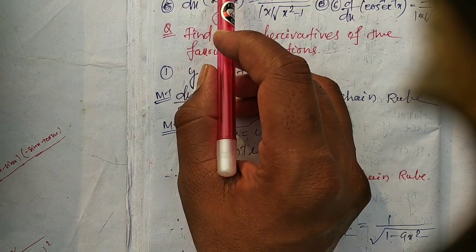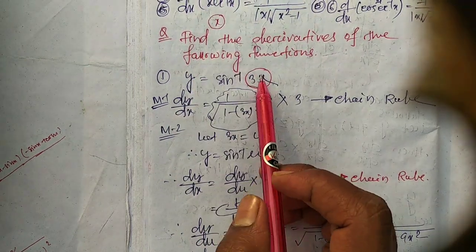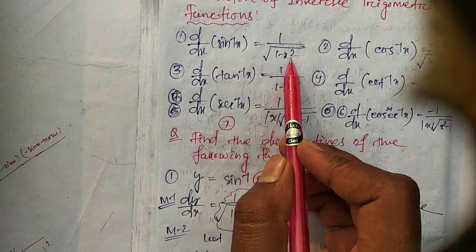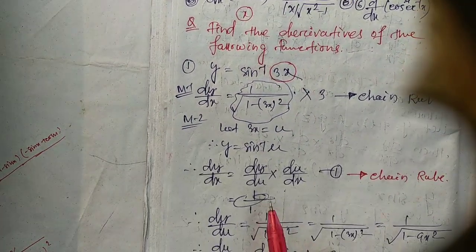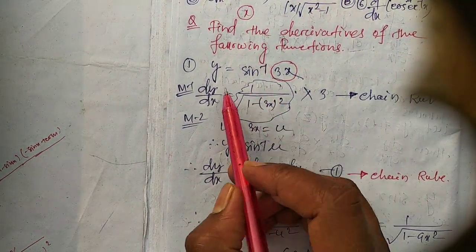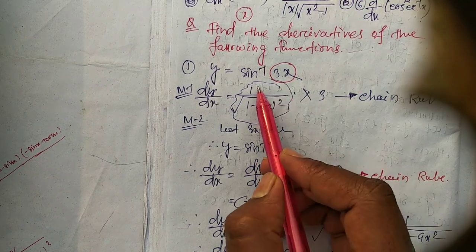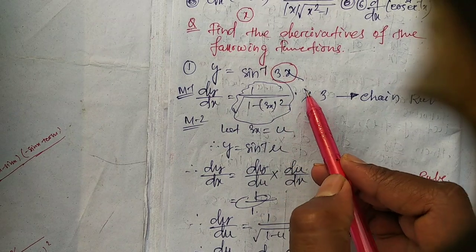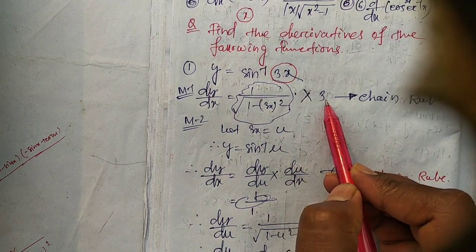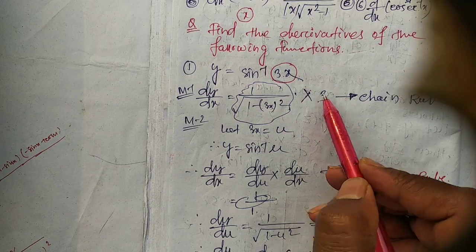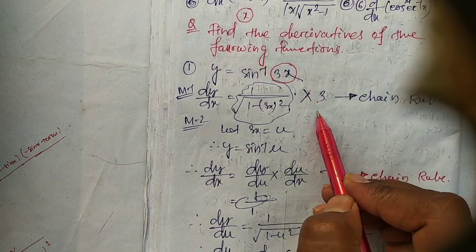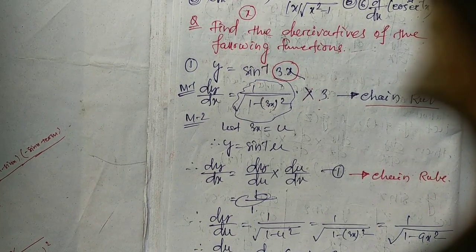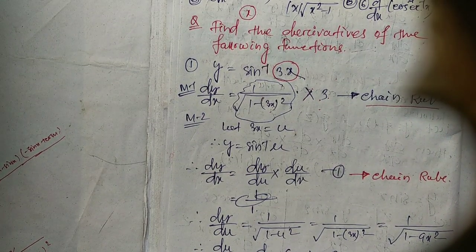Whenever it was x with respect to x, the formula was 1 by root over 1 minus x square. Here 3x is there, so 1 by root over 1 minus 3x whole square, into again the derivative of 3x, that is 3. So this is the chain rule, with respect to 3x, and again 3x with respect to x. That's why I am saying chain rule is the heart of derivative.